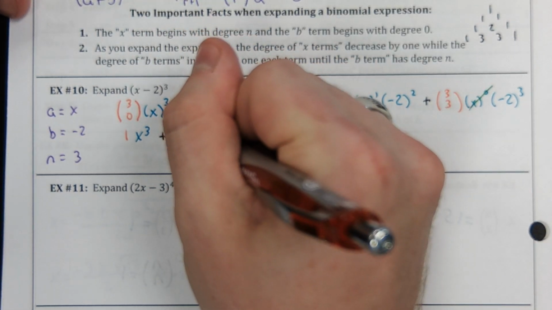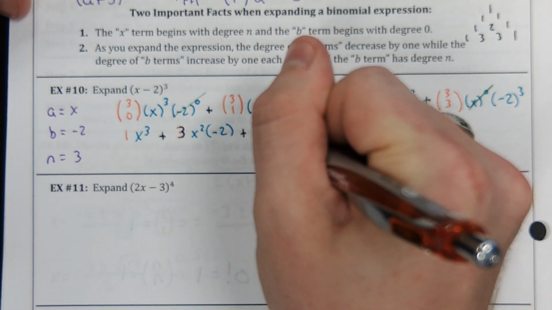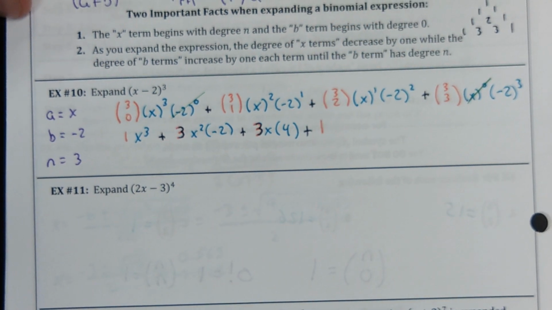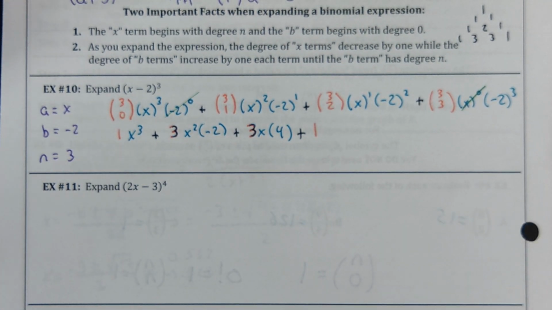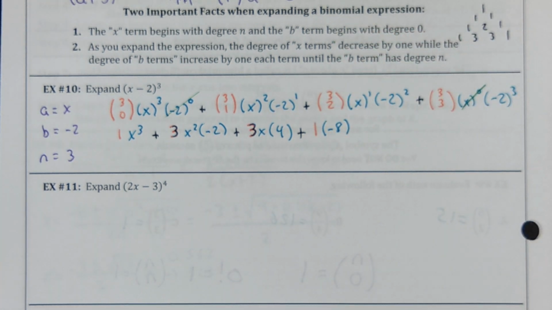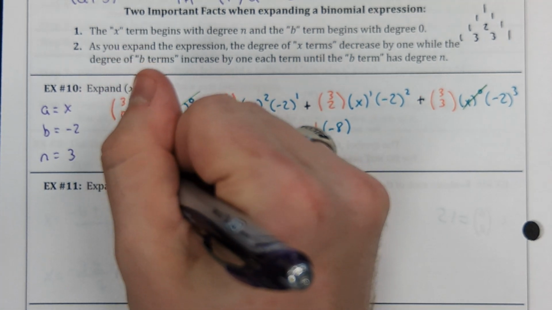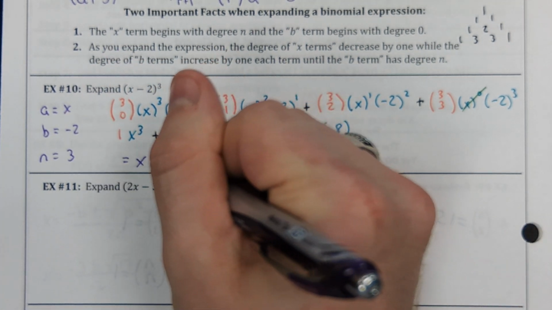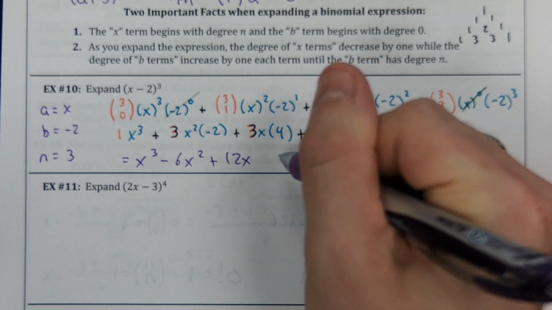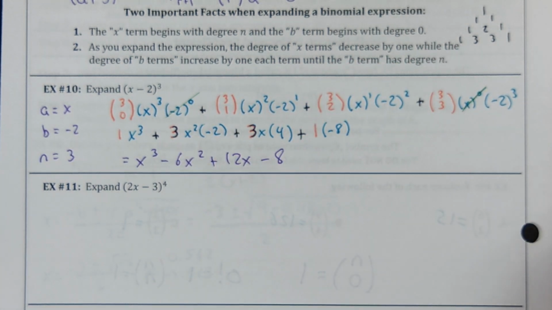Oh, I meant to do that in orange. 1, 3, 3, sorry. 1, negative 2 to the third is negative 8. My expansion cleans up to this: x to the third minus 6x squared plus 12x minus 8.